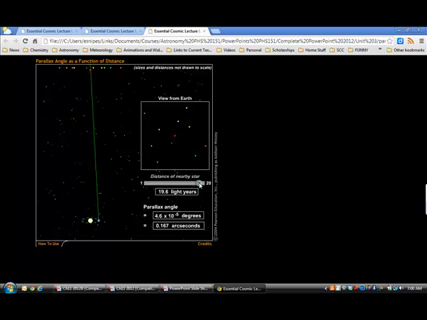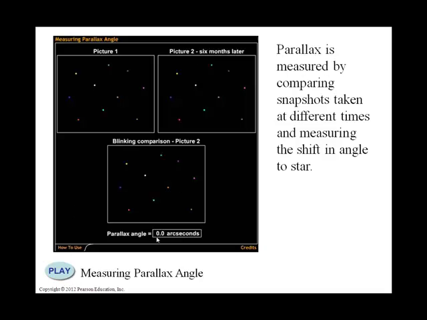And do you remember we talked about angular resolution? This is where angular resolution comes into play. The better the angular resolution of our telescope, the more we're going to be able to see those subtle angles. I do have one more for you.